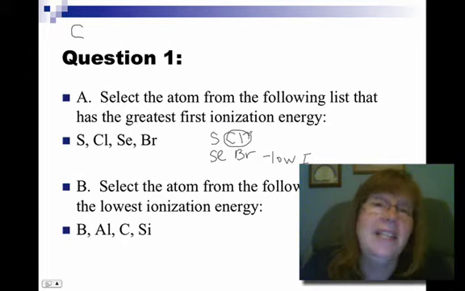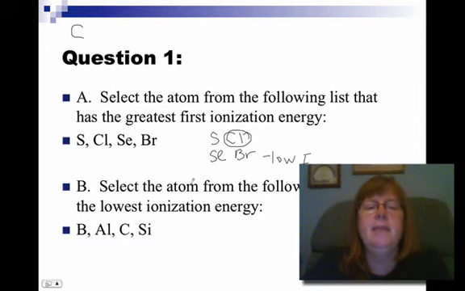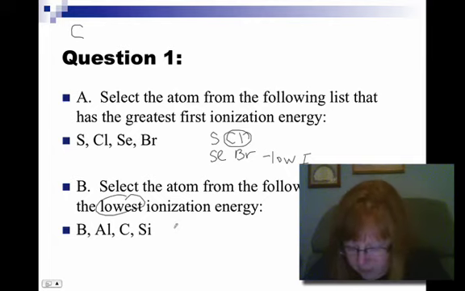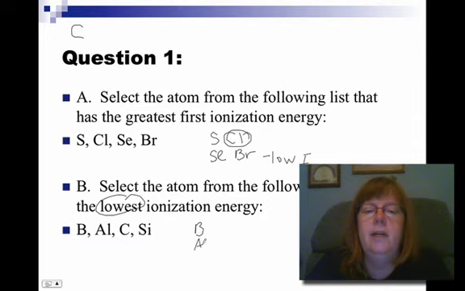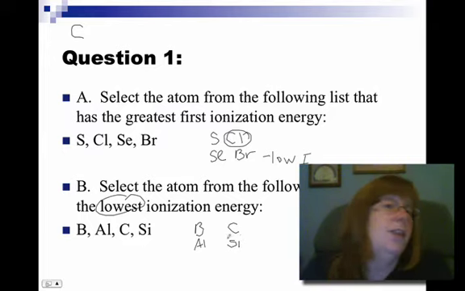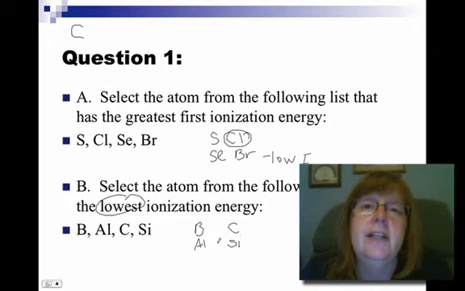All right, so here we go. We're going to try it again, but this time you just have to read the question carefully. We're looking for the lowest ionization energy. And so looking at your periodic table, we've got boron, we've got aluminum, we've got carbon, and we've got silicon. Okay, so the lowest ionization energy, the one that's easiest to take the electron away from.